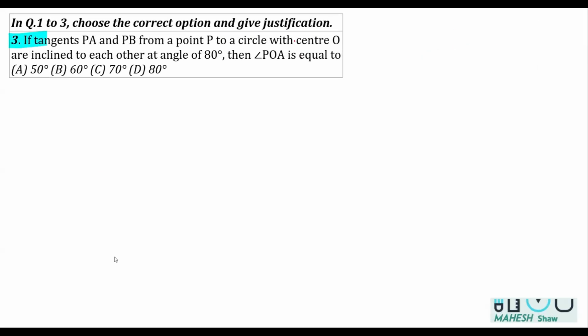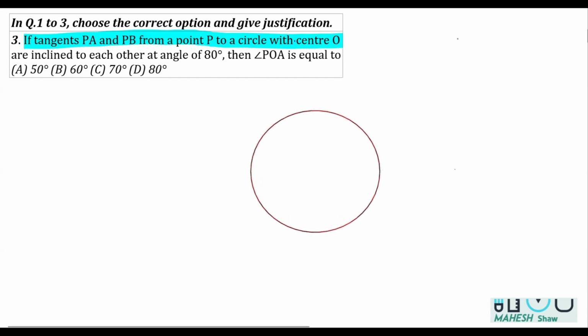Now we are on the third question. It says that tangents PA and PB from point P to a circle with center O. So let's first make the figure till here only, so as to get more clarity. First I'm making a circle, and as per the question, we are going to draw two tangents, that is PA and PB, from some exterior point. So this is the first tangent here, and I'll draw another tangent from the same exterior point. The names of the tangents as per the question are PA and PB.